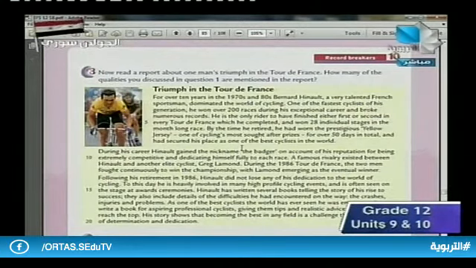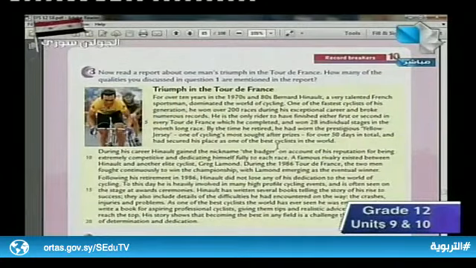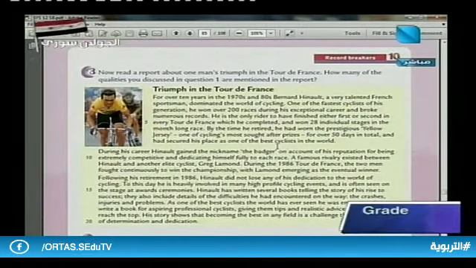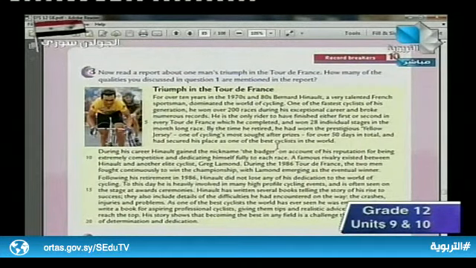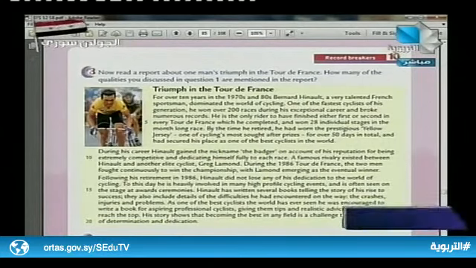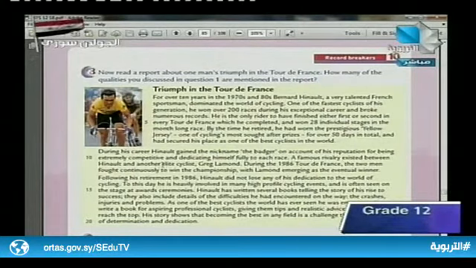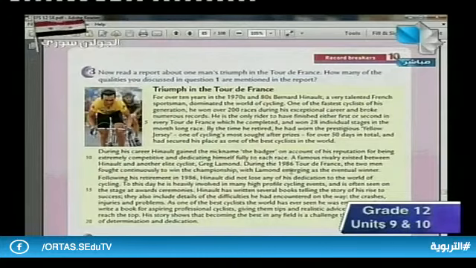Okay, what is the meaning of the word badger? Badger is an animal and it is known for its ability to compete with other animals. And he is very great. Stubborn, maybe. Yes, stubborn. So he shows maybe strength, competition, dedication. That's why they called Hinault the Badger. Because, as you said, he had a reputation. He was competitive, dedicating himself fully to each race.